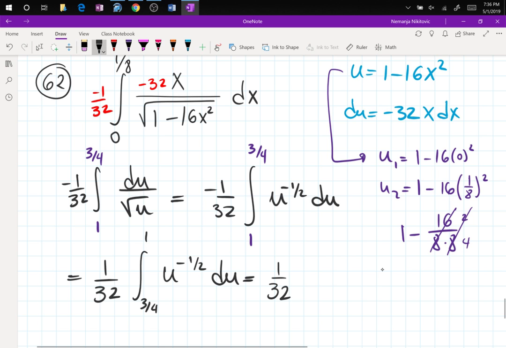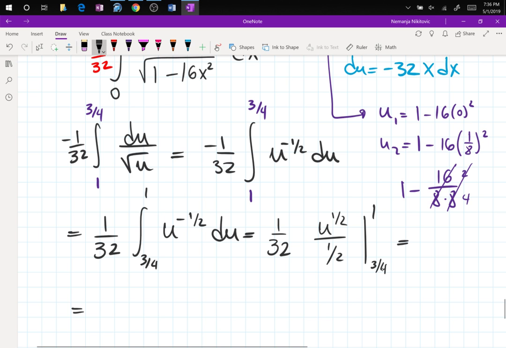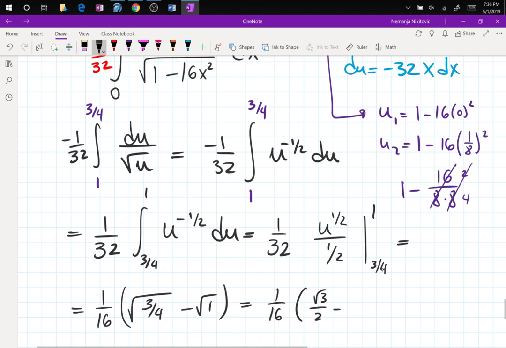1 over 32, u to the 1/2 divided by 1/2, computed from 3/4 to 1, which is equal to, well, actually the half and 32, so 1 over 16, square root of 1 minus square root of 3/4, which is 1 over 16, 1 minus root 3 over 2. There you go. Now that's exact. You can go get decimals, but no one cares.